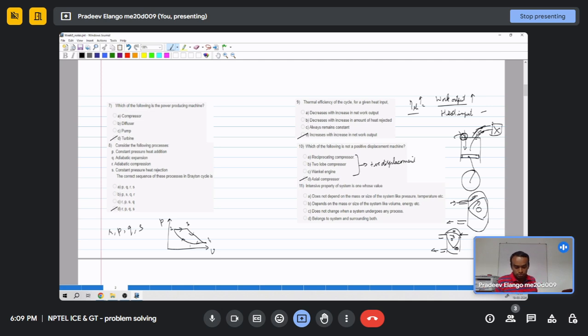An intensive property of a system is one whose value does not depend on the mass or size of the system, like pressure, temperature, etc. It depends on the mass of the system, does not change when the system undergoes any process, belongs to system and surrounding both. Sir, they belong to system and surrounding both. No, no, no. An intensive property is a property that doesn't depend on the mass or size.